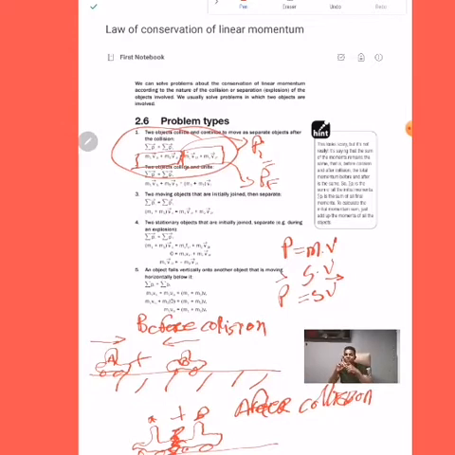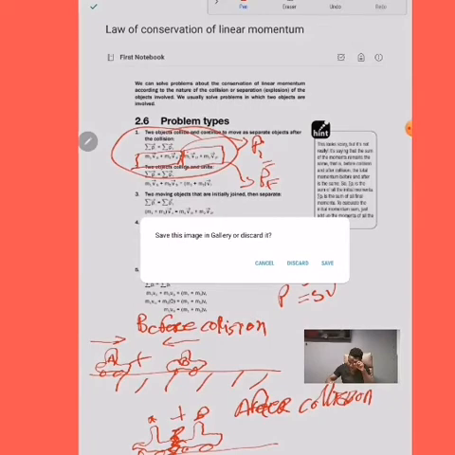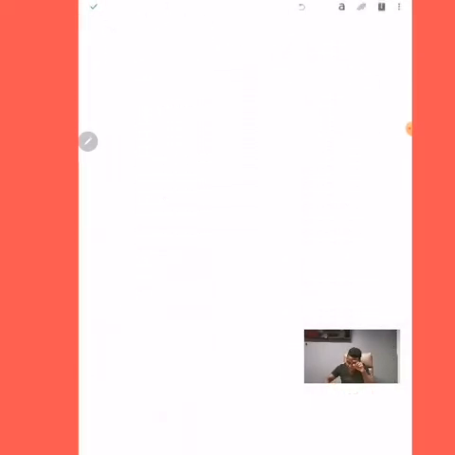Problem type number four, we will be looking at two stationary objects that are initially joined, then separate. That can be an explosion, as it is said that an example is an explosion. Problem type number five, the last problem, we will be looking at an object that falls vertically onto another object that is moving horizontally below it. So let us go and look at our first type of a problem.